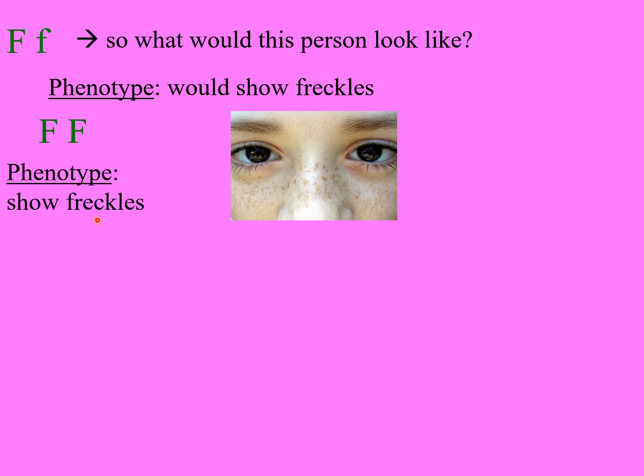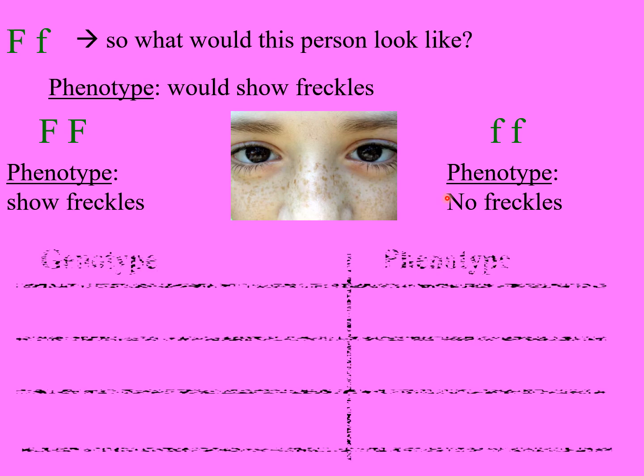And physically speaking, you would not necessarily notice the difference between these two individuals. You couldn't tell by looking at them which one was 2 capital F's and which one was 1 capital and 1 lowercase. There would be no way to determine that. And let's take on this third situation. What happens if this person had in fact inherited both recessive alleles, both lowercase f's for no freckles? What would their phenotype, their physical appearance be then? Well, they would have no freckles and they wouldn't look like this, obviously. They'd have nice clear skin as comparison.